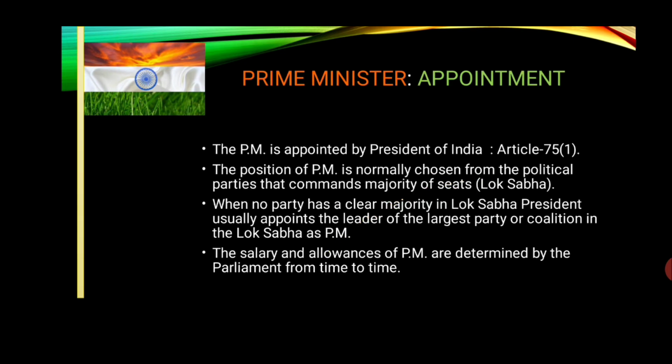Then, the Prime Minister appointment procedures. The Prime Minister is appointed by the President of India in accordance with Article 75(1). The Prime Minister is normally chosen from the political party that commands the majority of seats in the Lok Sabha. When no party has a clear majority in the Lok Sabha, the President usually appoints the leader of the largest party or coalition in the Lok Sabha as Prime Minister. The salary and allowances of the Prime Minister are determined by Parliament from time to time.